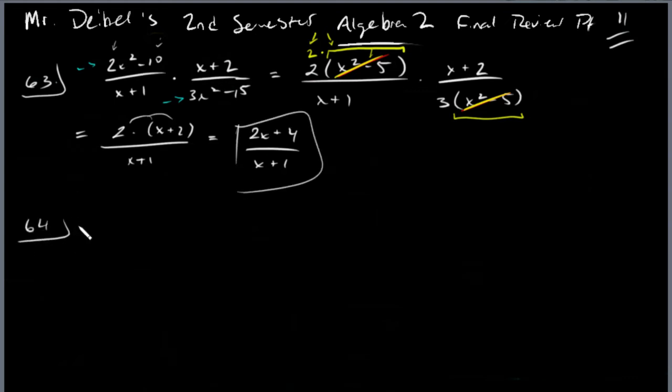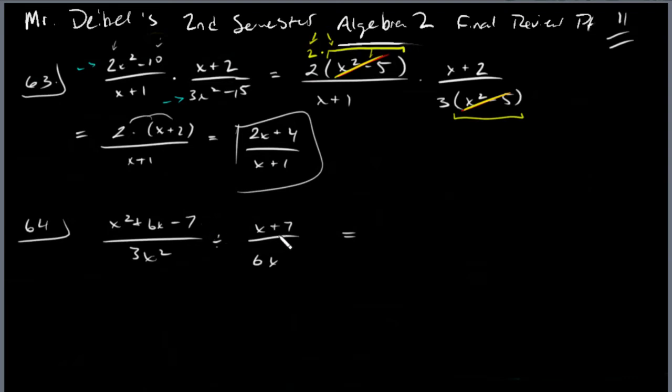64. This is a division problem. X squared plus 6x minus 7 over 3x squared divided by x plus 7 quantity over 6x. Now, the way I taught you guys how to do this, it's always think of when you're doing division of rational expressions, convert it to a multiplication problem.